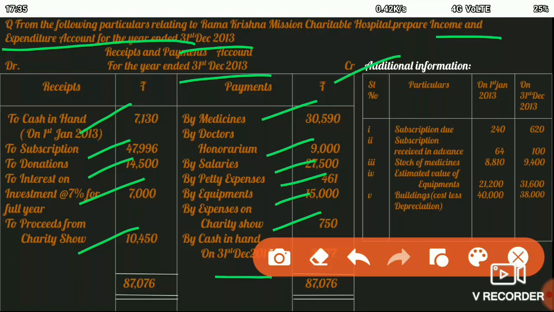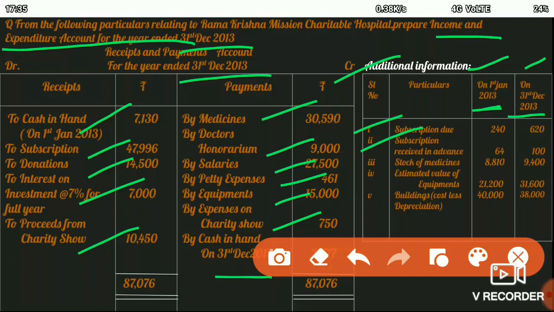In the additional information, they have given the amount columns for 2 years, I mean the opening as well as the closing. So the opening is actually the closing balance of the previous year. That becomes our opening balance in the current year. So this is the opening balance, that is on 1st January 2013, and the closing balance is on 31st December 2013.